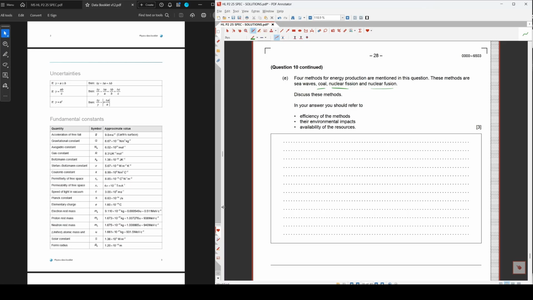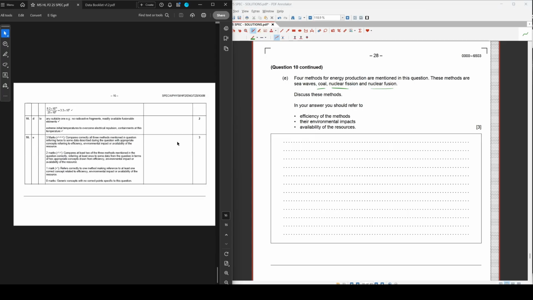So we're going to look at the mark scheme for this one. And the mark scheme for this one is especially cruel because there is something they want that is not in the prompt, I would say. So I think this is a big issue with this specimen paper if you're asking me. But anyway, what they want is they want you to call back to some data from previously. So let's start there. Here's what they want. For 3 marks, you want to just be talking about all 3 methods, referring twice to some data described during the question with appropriate concepts.